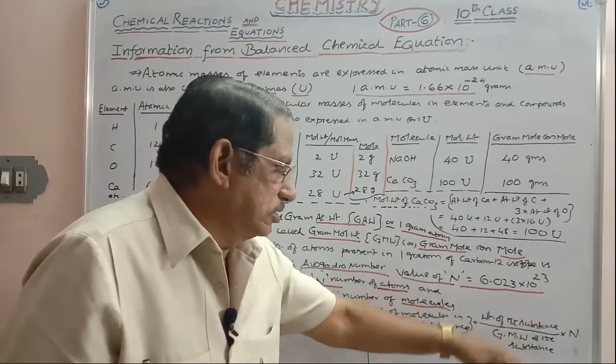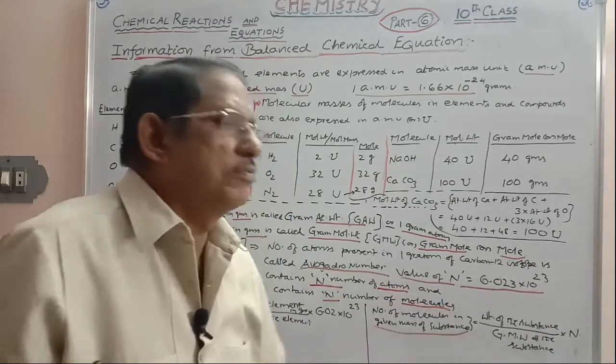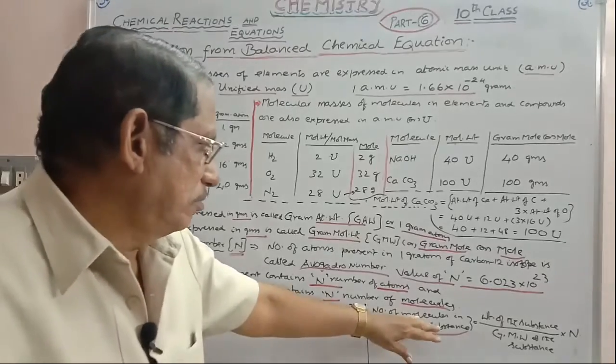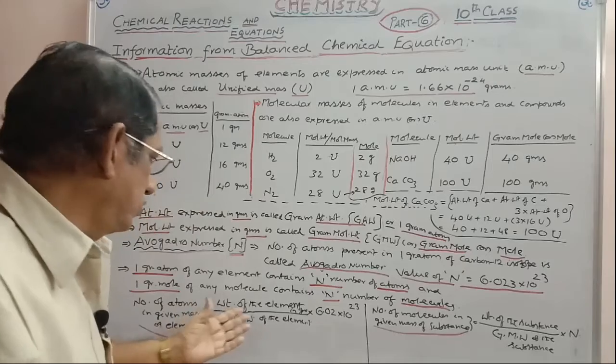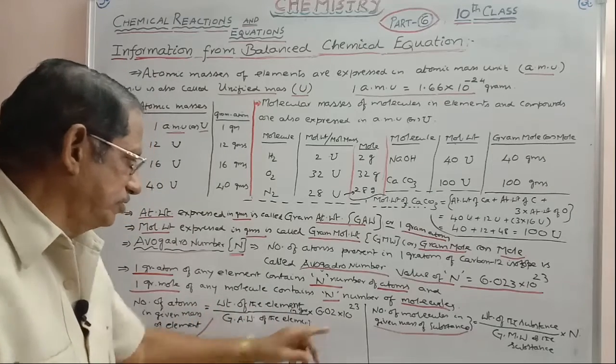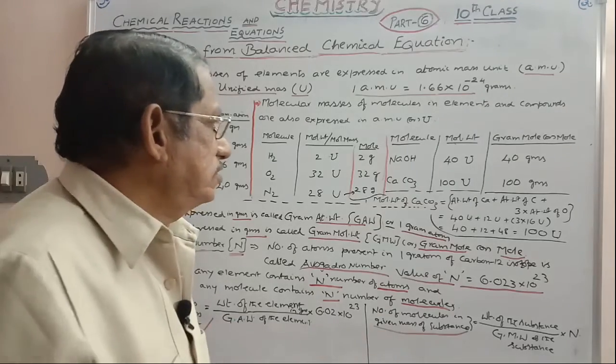X is given, this is constant and N is constant. So if the weight is varied, the number of atoms will be varied. So the number of molecules present in the given mass is proportional to weight. Number of atoms is proportional to the weight of the element because these two are constant. If you want the exact number, you can calculate it using this step.